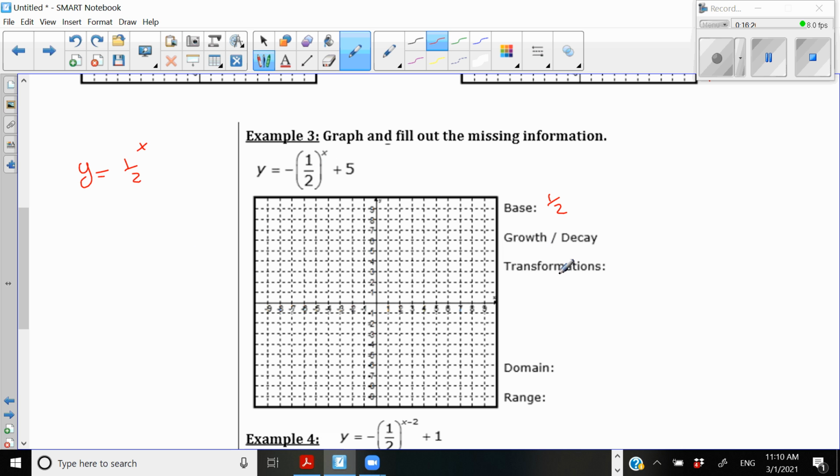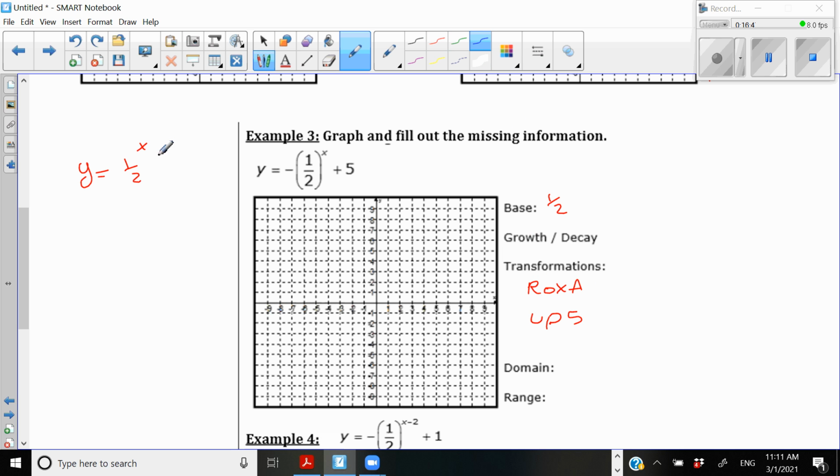What transformations do we see here? We have a negative here. That means reflection over the x-axis. Also, we have added 5 to our function. That means we are moving our function up 5. So these are the transformations.